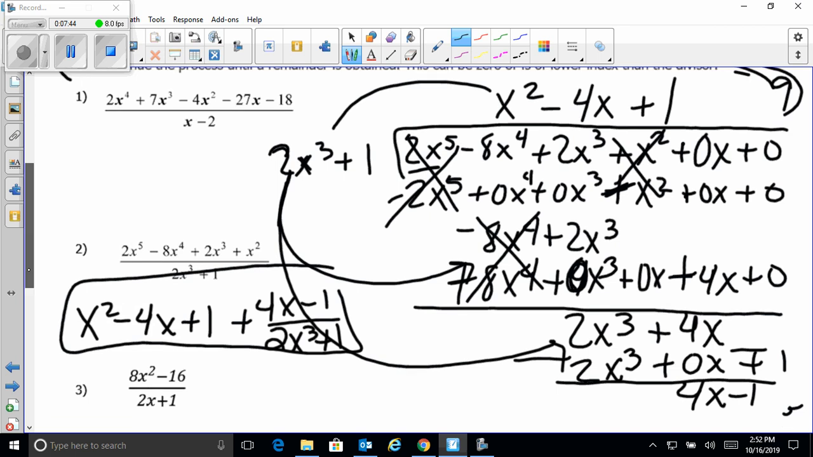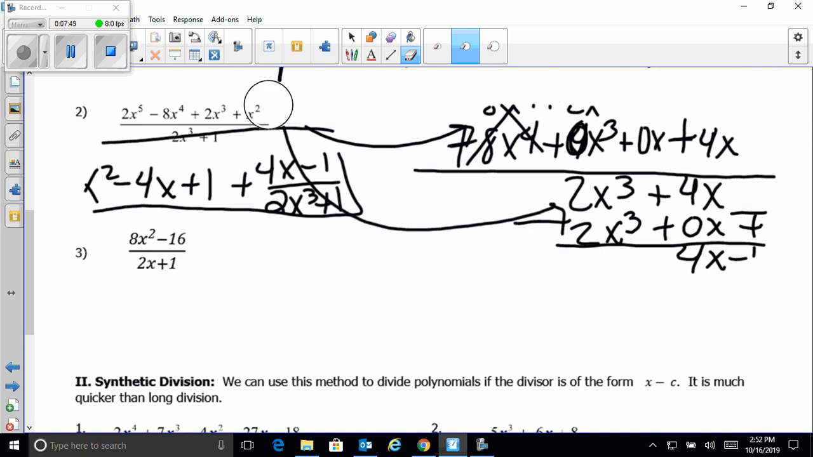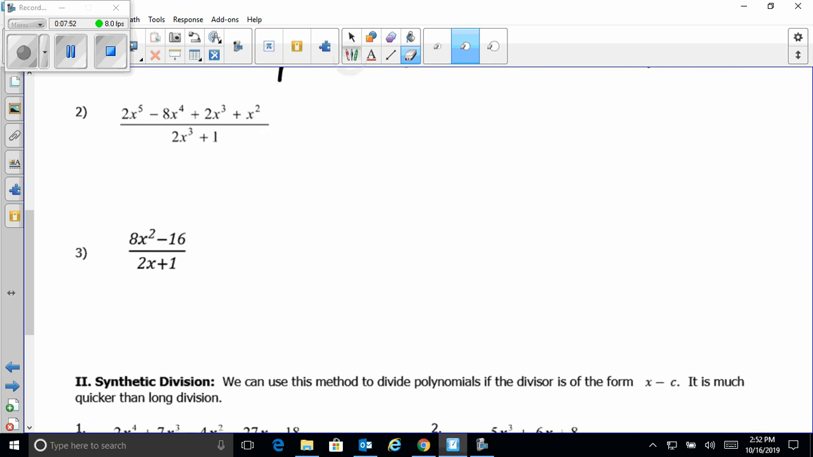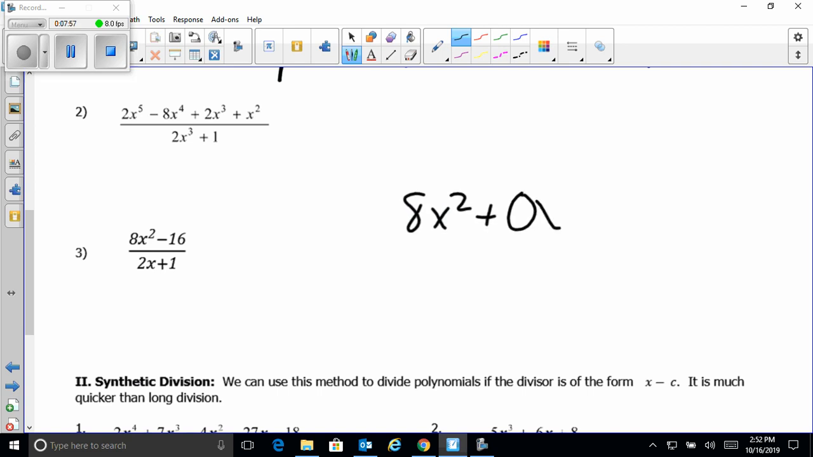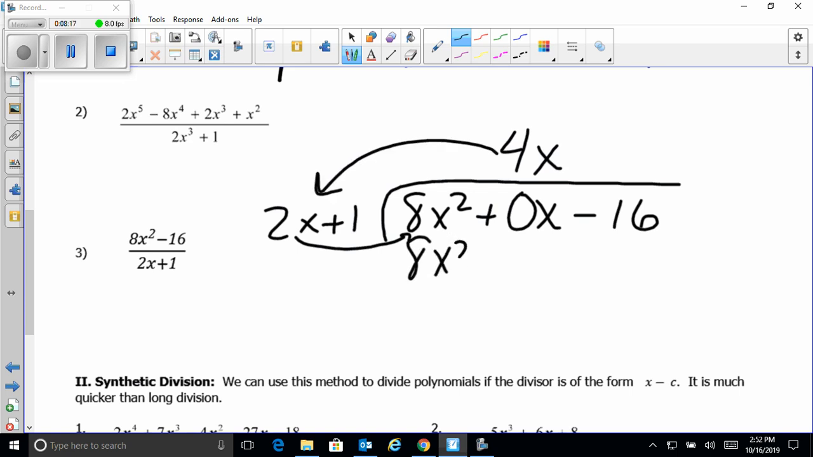All right, now number 3. Last example of long division, and then we'll look at synthetic division. So we have 8x squared plus 0 x's. We've got to put that placeholder in it. Minus 16 divided by 2x plus 1. So how many times does 2x go into 8x squared? It goes into 4x. So multiply that out. I get 8x squared plus 4x.